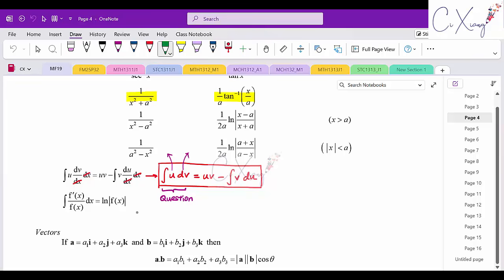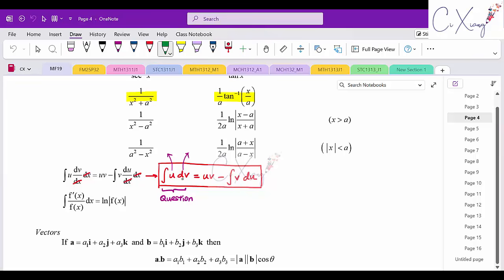It becomes a simpler version of the equation, where integrate u dv equals uv minus integrate v du. This part, like what I told my students, is actually the question, and this part is the solution. If you have a look at the question here, you need to divide it into two parts. I need to know which part is u and which part is dv.